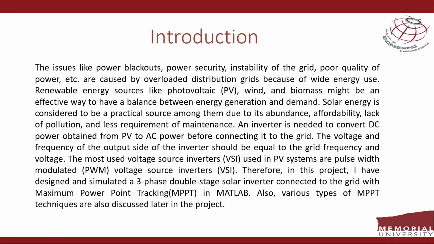The overloading of grids due to wide energy use can lead to some serious problems like power blackout, power security, grid instability, and poor power quality. As a solution, renewable energy sources like photovoltaic source, wind, and biomass can be used to have a balanced relationship between energy generation and demand. Out of them, solar energy can be the most effective source because of its abundance, affordability, less pollutant nature, and less requirement of maintenance. To connect grid to the PV module, an inverter is used which converts DC power obtained from PV system to AC power.